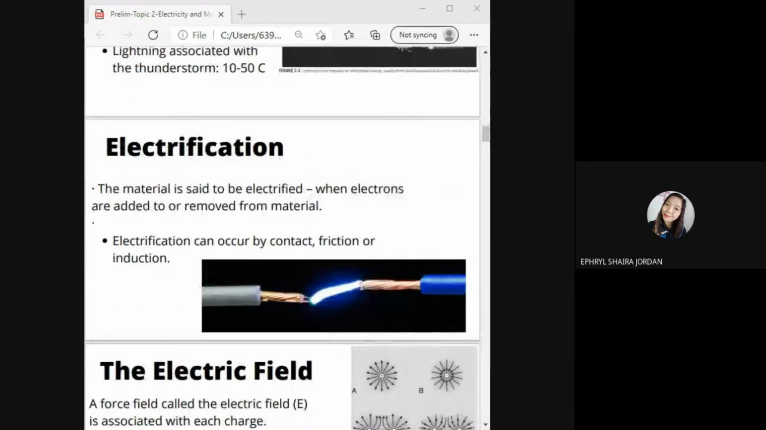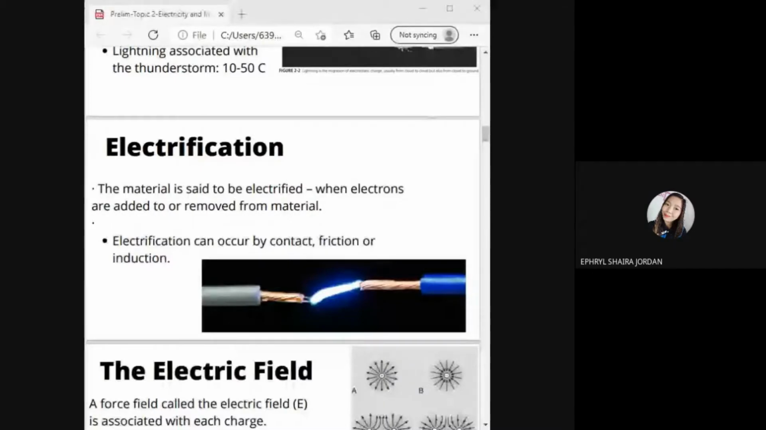Electrification. A material is said to be electrified when electrons are added to or removed from the material. Electrification can occur by contact, friction, or induction. Electrification by contact occurs when an object having an excess number of electrons contacts a neutrally charged object or an object with a deficiency of electrons.